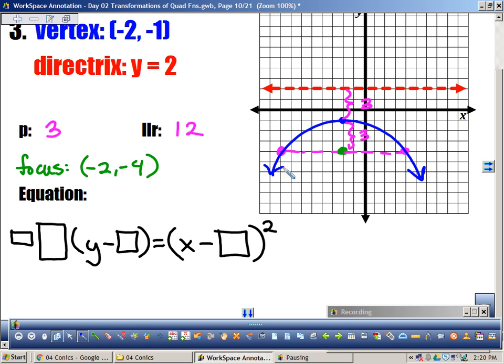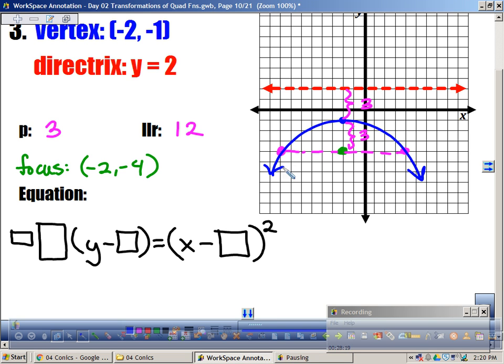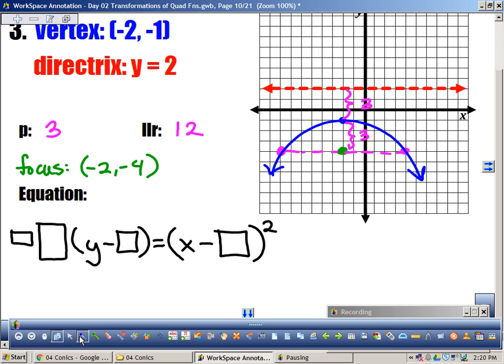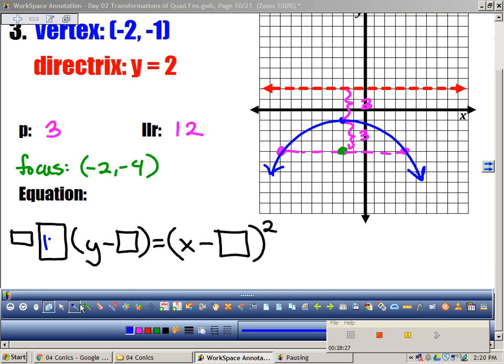What are we left with? So what piece of information can we put in here? Okay, let's hear it. Allison? Okay, the 12 goes in front of here. Let's change our color, though.